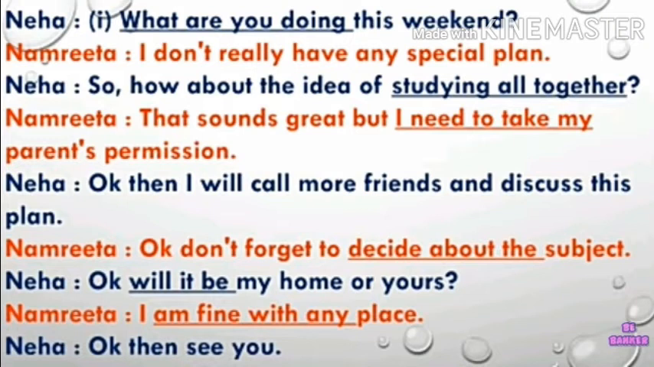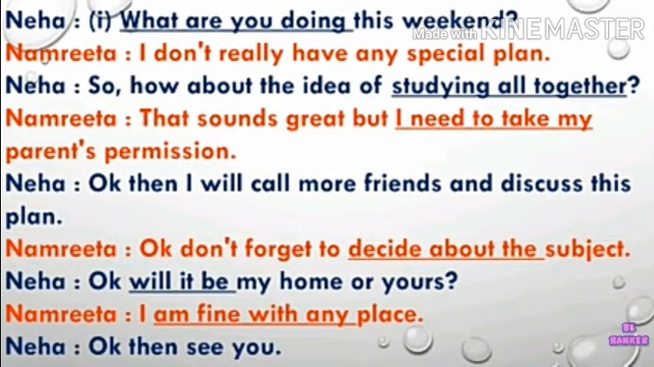In dialogue writing the answers may vary, okay? But all are correct if you are keeping the idea in your mind. According to the idea you can write the answers. Next is, "Okay then, I will call more friends and discuss this plan." Namrita: "Okay, don't forget to decide about the subject." Here the blank was given after the word "subject." Obviously, what would she say? She would say like that only, no? "Okay, don't forget to decide about the subject, which subject we are going to learn."